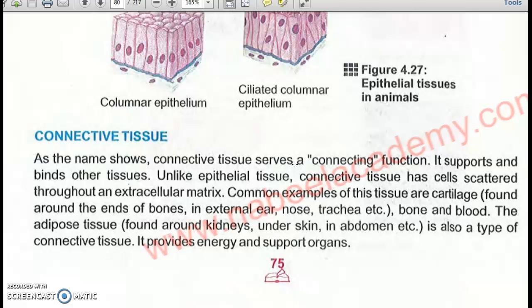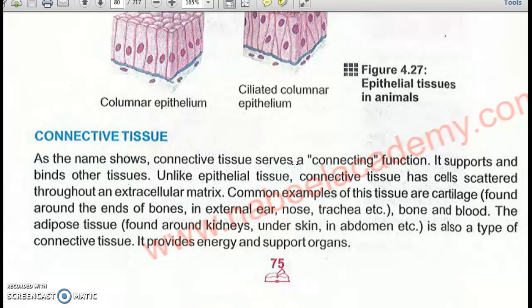So bone is also considered a connective tissue, right? It has a connecting function. So these are going to provide support to the different organs. They are going to provide protection to different organs, and they are also going to bind the skeletal muscles.